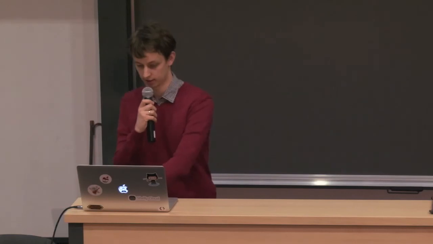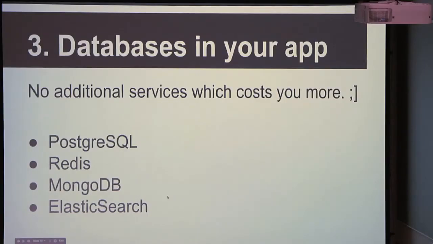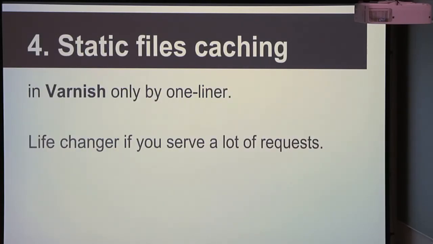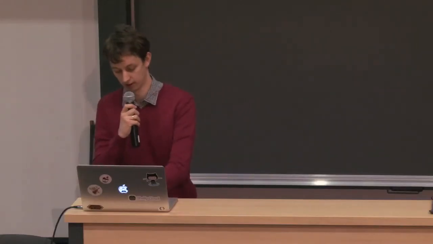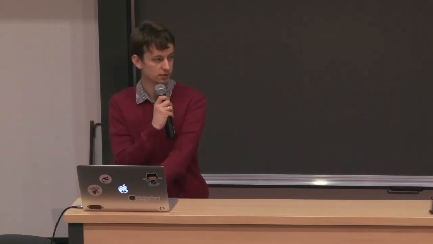And yeah, as I said, you have databases, even Elasticsearch, which is in Java, and also Redis. And the very nice thing is also Varnish caching, which is also there in one line. So it's a life changer for thousands of requests for static content. Yeah, emails. Do you want more?